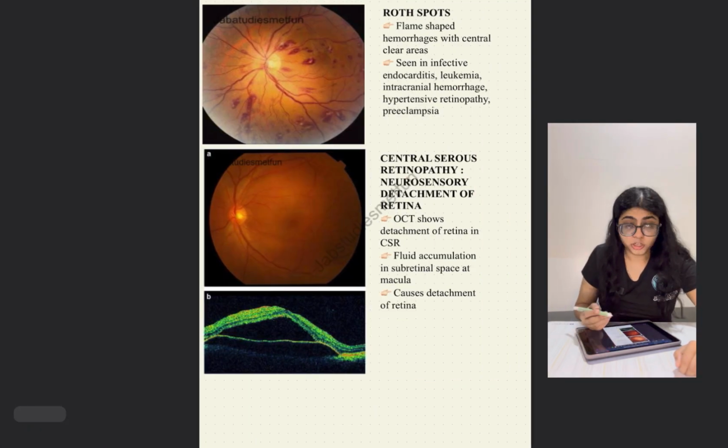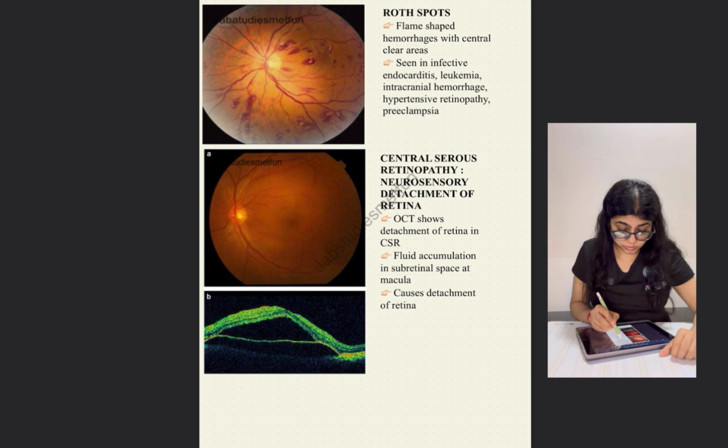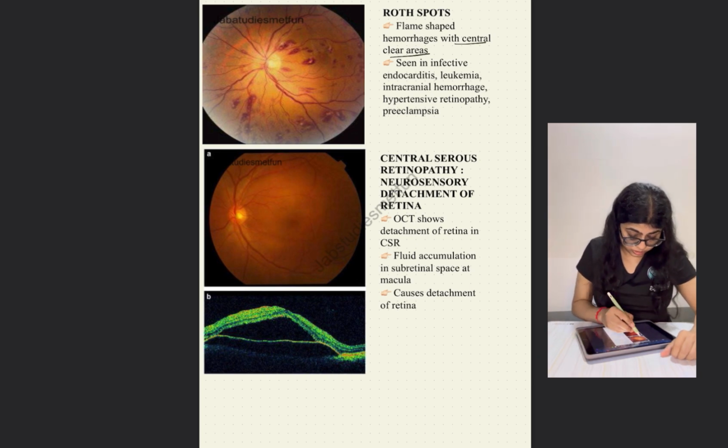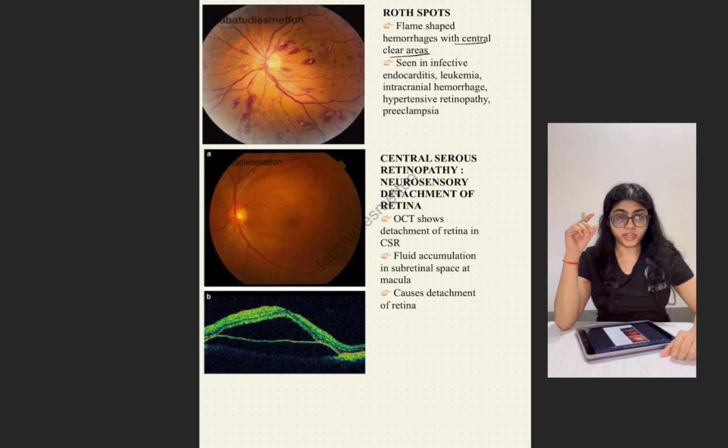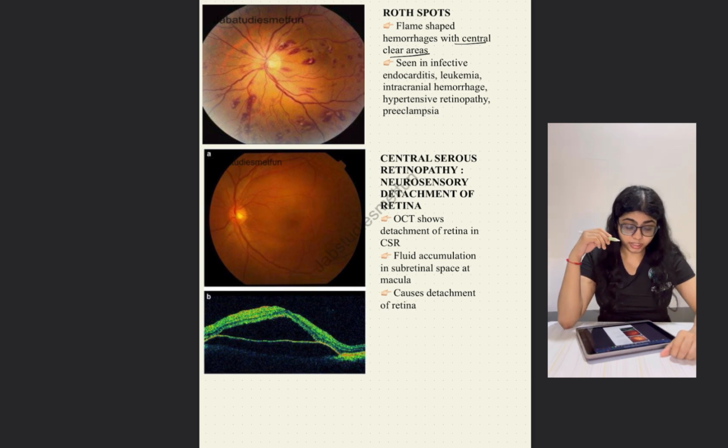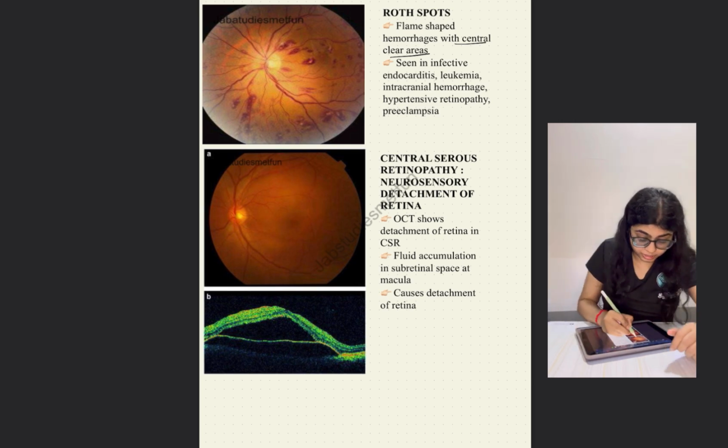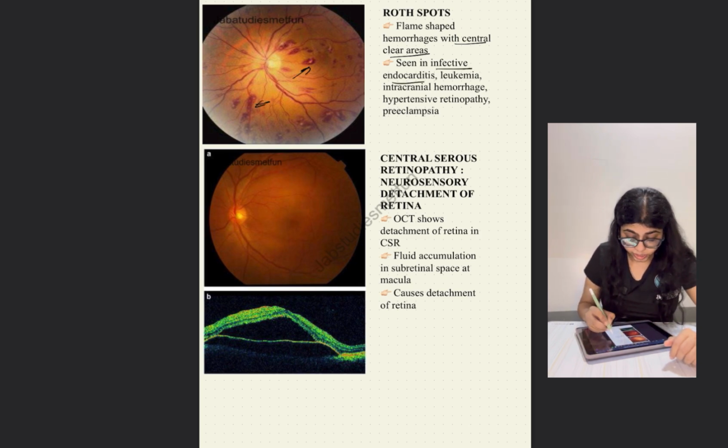Roth spots. Roth spots are flame-shaped hemorrhages with central clearing areas. Now we also saw flame-shaped hemorrhages in hypertensive retinopathy, but over here in Roth spots, there is a central clearing in the flame-shaped hemorrhages. It is seen in infective endocarditis, leukemia, intracranial hemorrhage, hypertensive retinopathy, and preeclampsia.